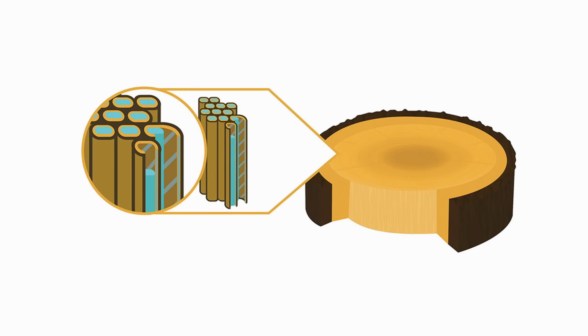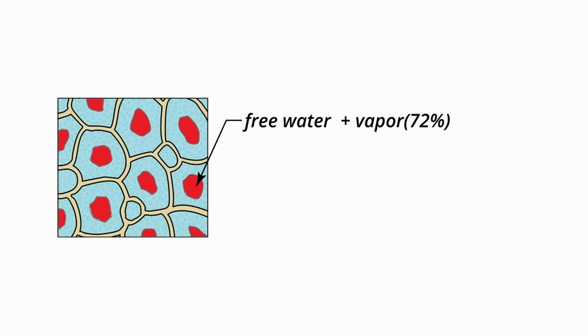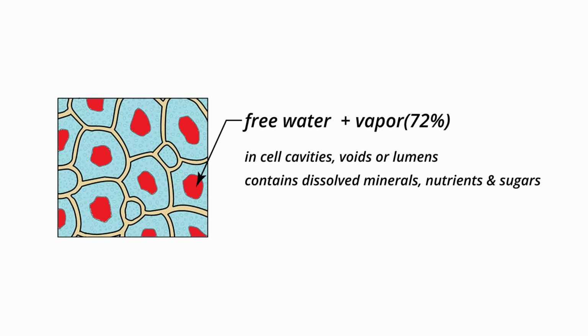Moisture is responsible for the expansion and contraction of wood. It exists in two forms, free and bound water. Free water and vapor are found in cell cavities, voids, or lumens in wood. It contains dissolved minerals, nutrients, and sugars. It enters and exits the wood depending on temperature, humidity, and environment.